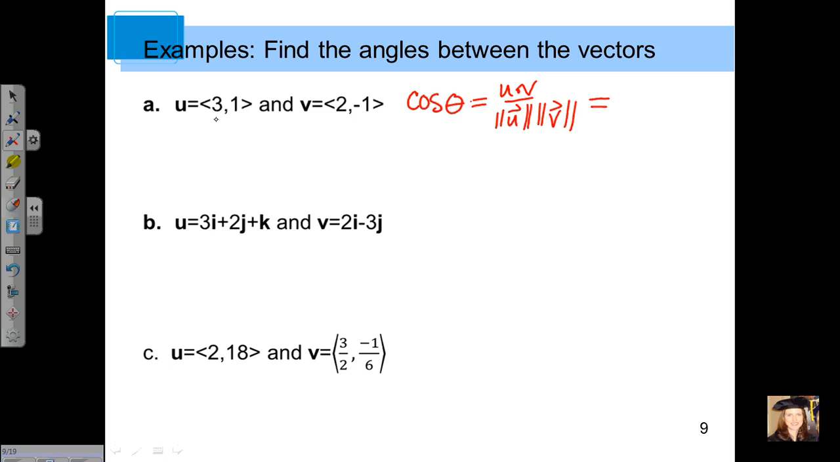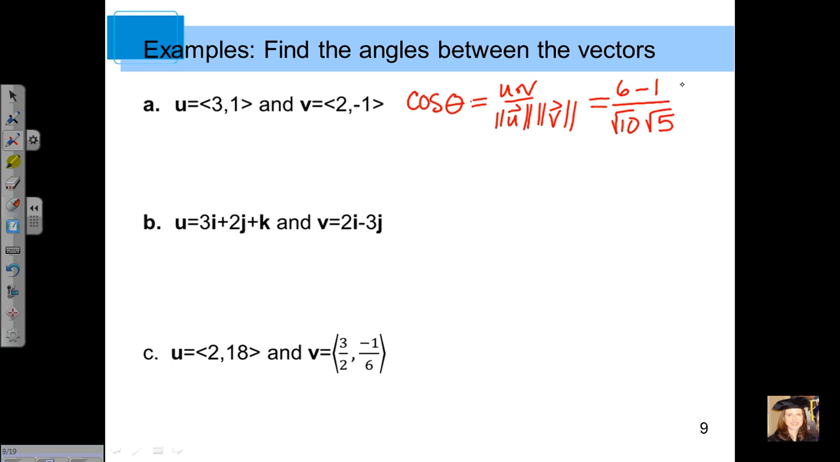The dot product of u and v is 3 times 2, which is 6, plus 1 times negative 1, so it would be 6 minus 1, divided by the magnitude of u. The magnitude of u would be 3 squared plus 1 squared. That would be the square root of 10. And the magnitude of v would be 2 squared plus 1 squared. That would be the square root of 5.